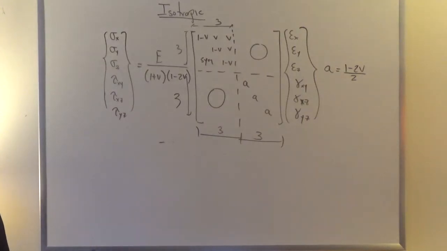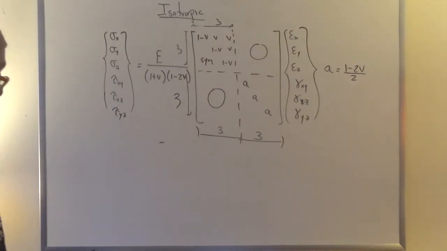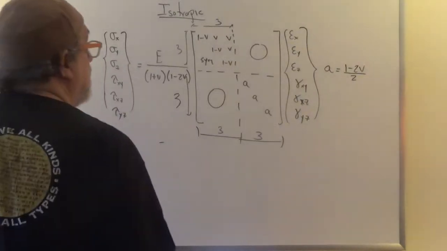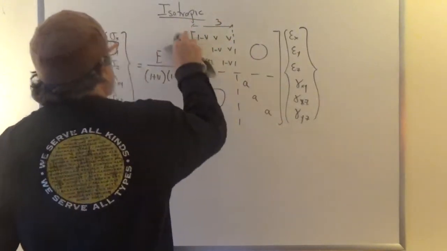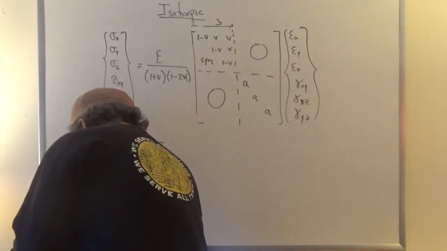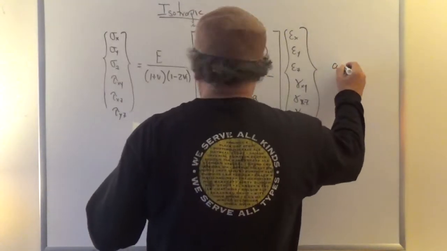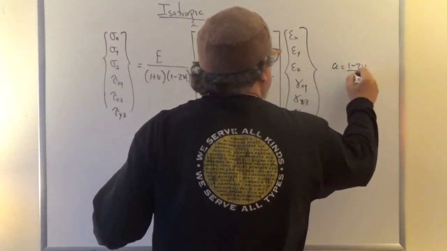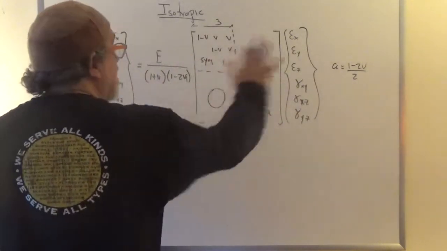So that is the relationship where we've left temperature out, just for simplicity, because we're not going to do problems with temperature. But that's the relationship between stresses and strains. That's the relationship, so A is equal to (1 minus 2 nu) over 2, right? So this is the relationship between the stresses and the strains in general.